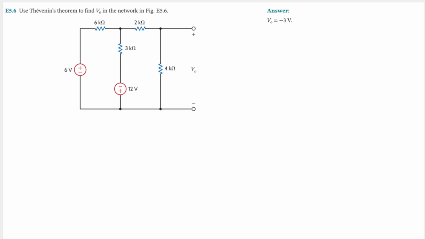The question is: use Thevenin theorem to find V0 in this circuit here. Where is V0? V0 is the voltage across this 4 kilo ohm resistor. So we need to take off this 4 kilo ohm resistor from the circuit and analyze the rest, right? Let's take this off from the circuit and we will need to do Thevenin theorem.